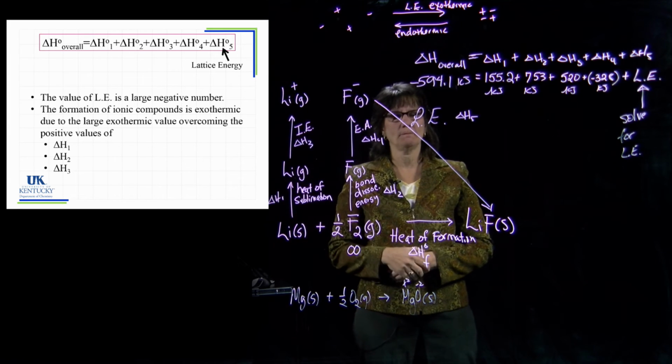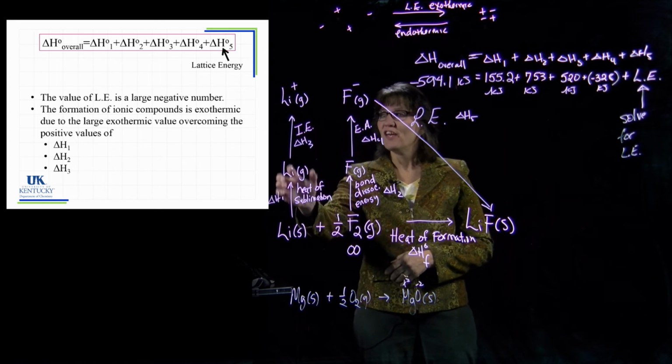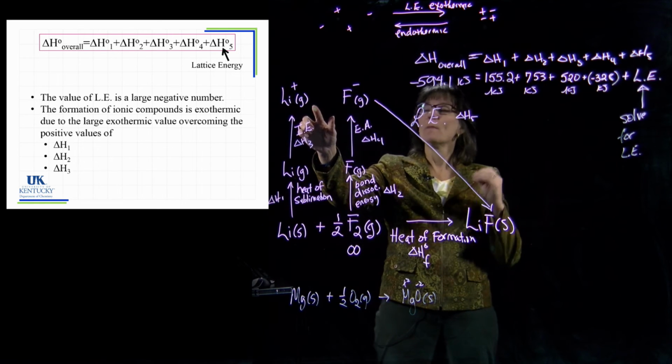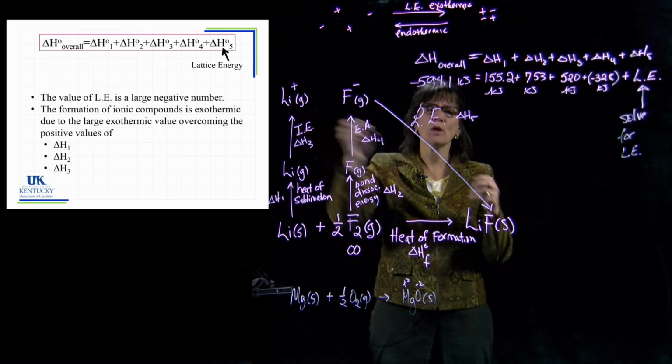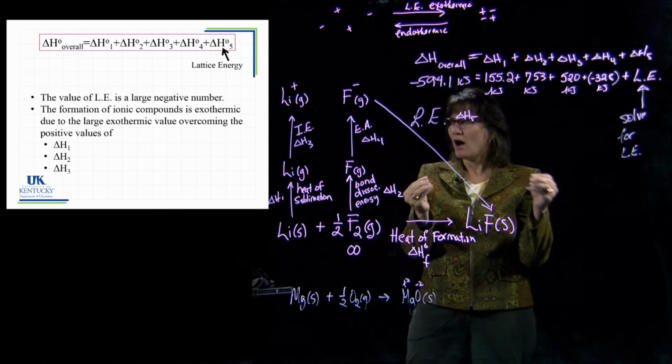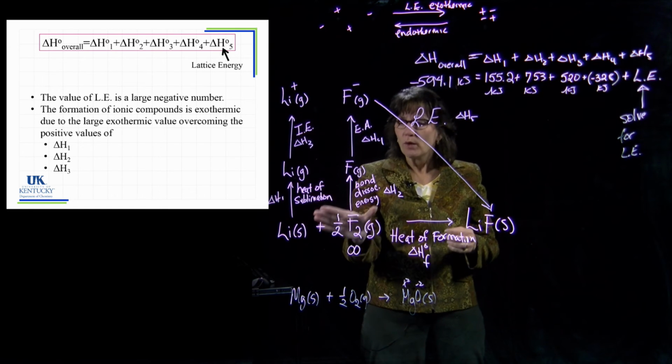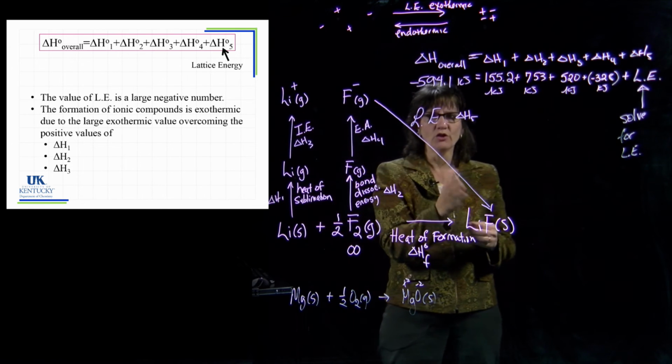This requires energy. This requires energy. This requires energy. Even though lithium really wants to be a plus charge because it gives it a noble gas configuration, we are still pulling an electron off of an atom, and it requires energy to do that. So we have to overcome those energies.